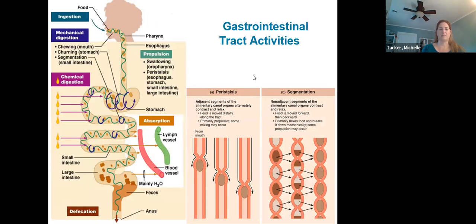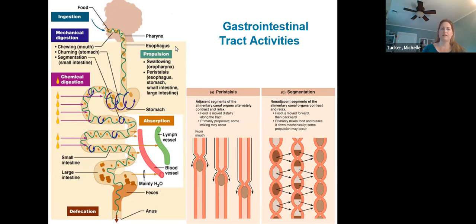This is a schematic of the GI tract activities, starting with ingestion. So we ingest food through the oral cavity. We'll start with mechanical digestion with the teeth, and then it follows with churning in the stomach, and then segmentation as it moves down the small intestine.